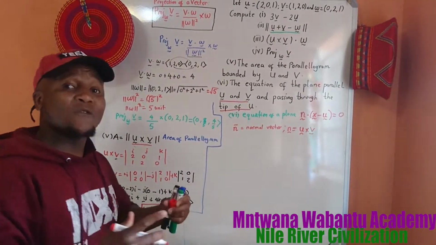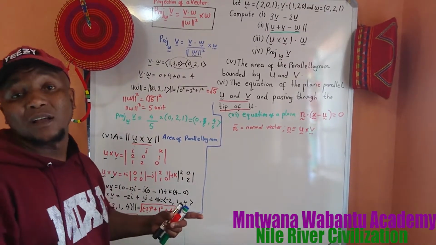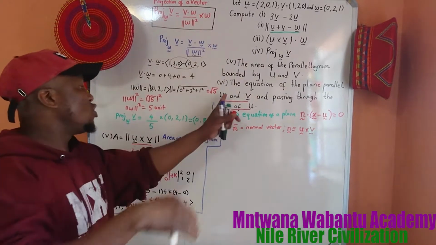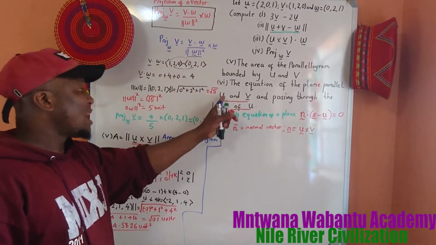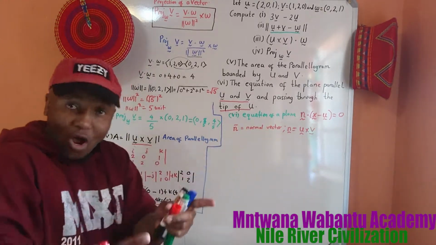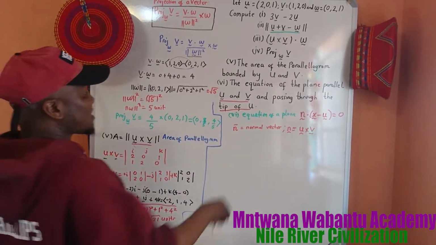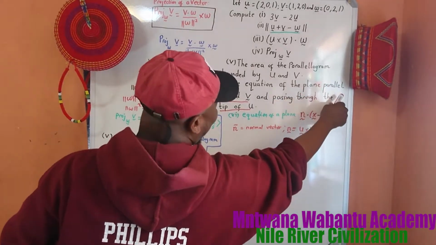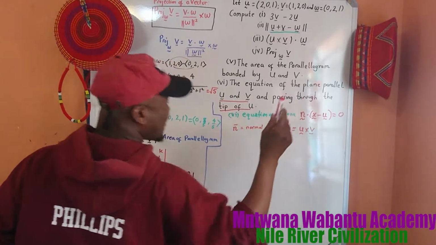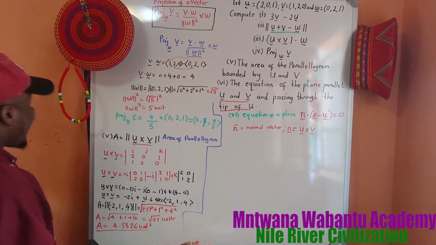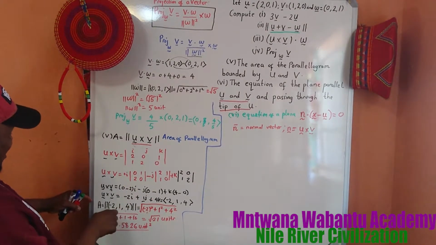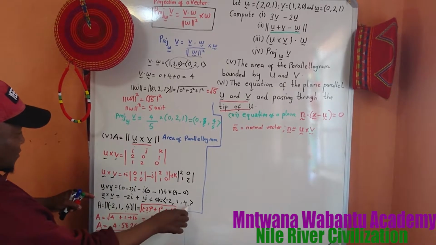If they give other letters, make sure you use the other letters. But in this case, they say the equation of a plane parallel to u and v, so we say u cross v, which we have already done somewhere here. This is u cross v.